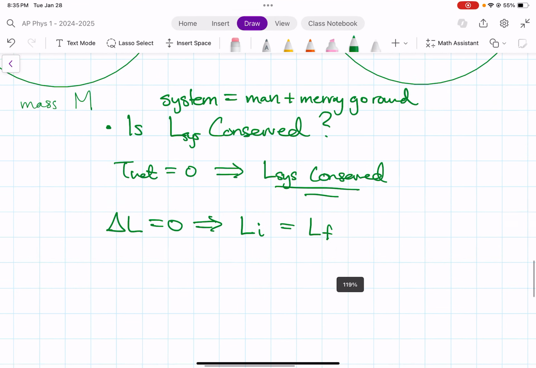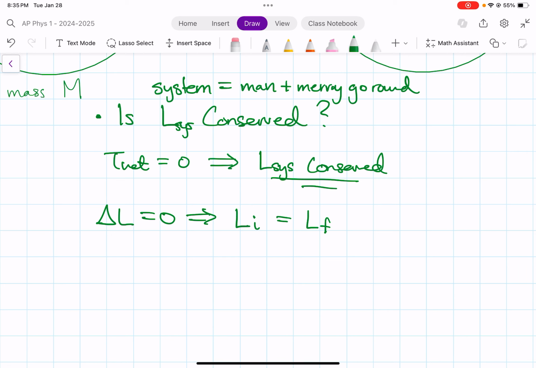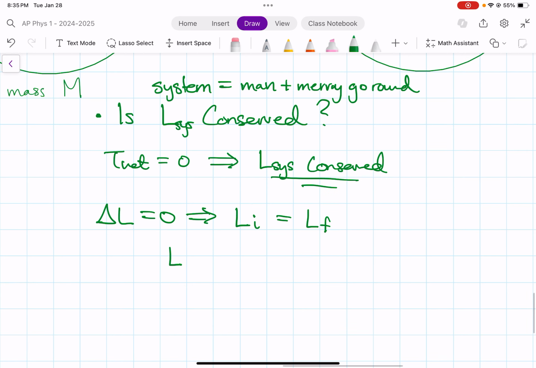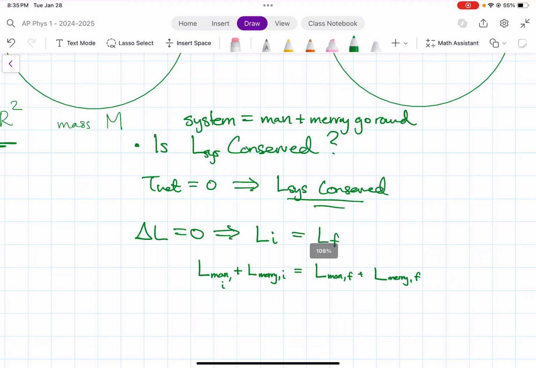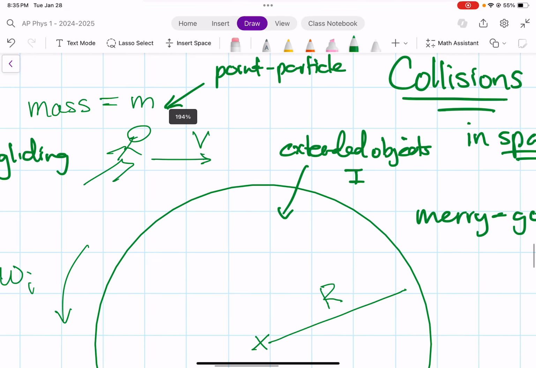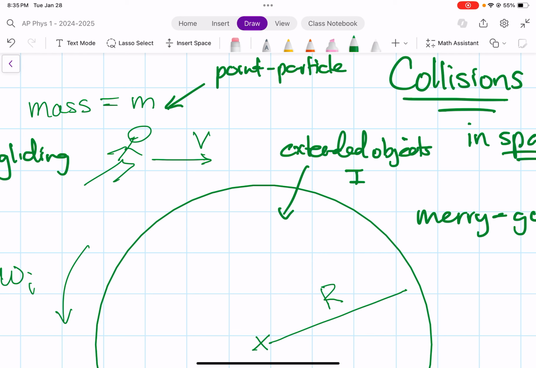So the initial momentum of the system is going to be the initial angular momentum of the man, L man comma i, plus the initial angular momentum of the merry-go-round, comma i. And that should equal the angular momentum of the man final plus the angular momentum of the merry-go-round final. All right, so let's do these one at a time. Angular momentum of the man, right? If he's a point particle, we probably want to use mvr sine of theta, right?